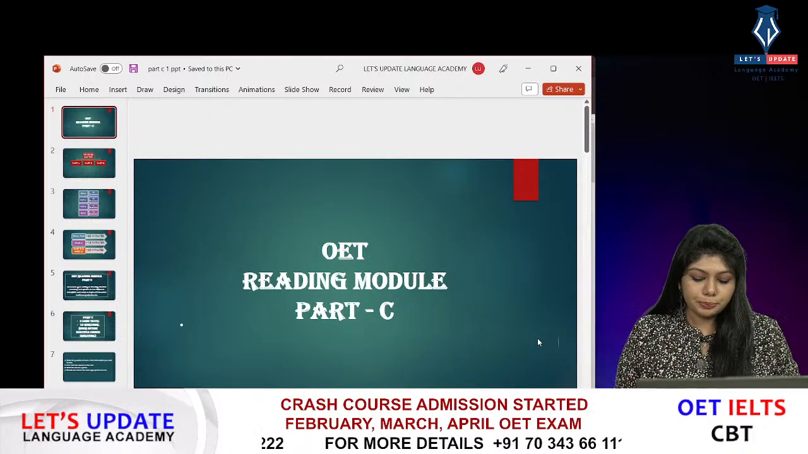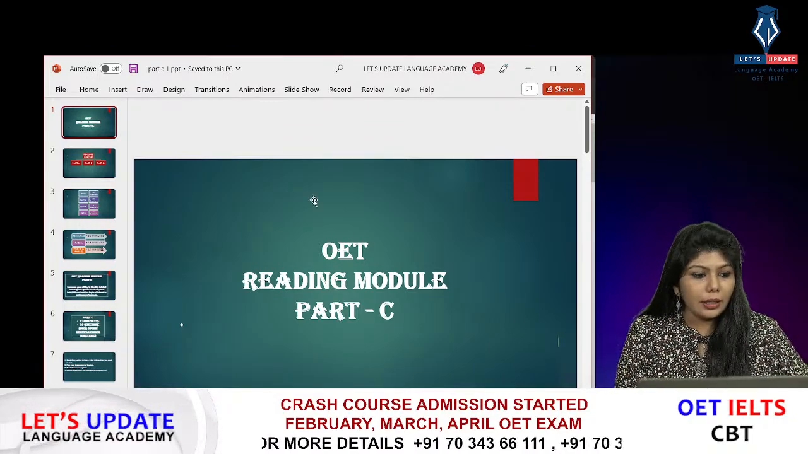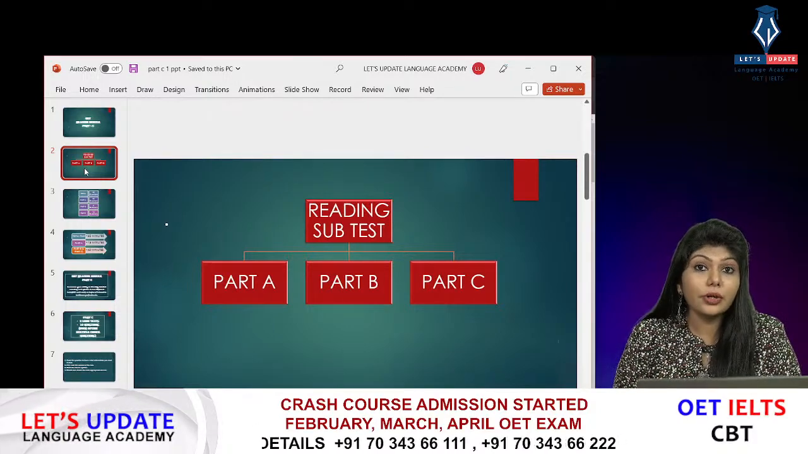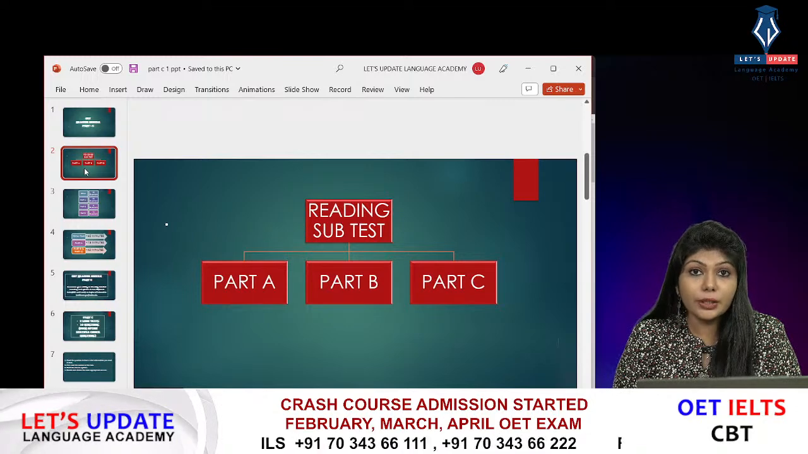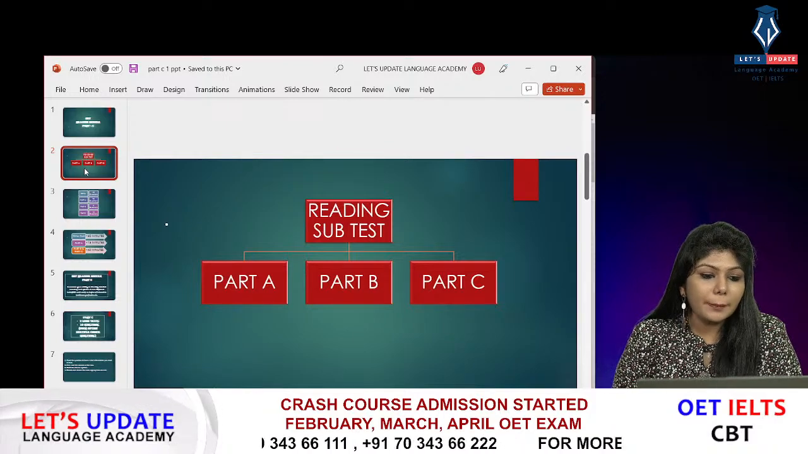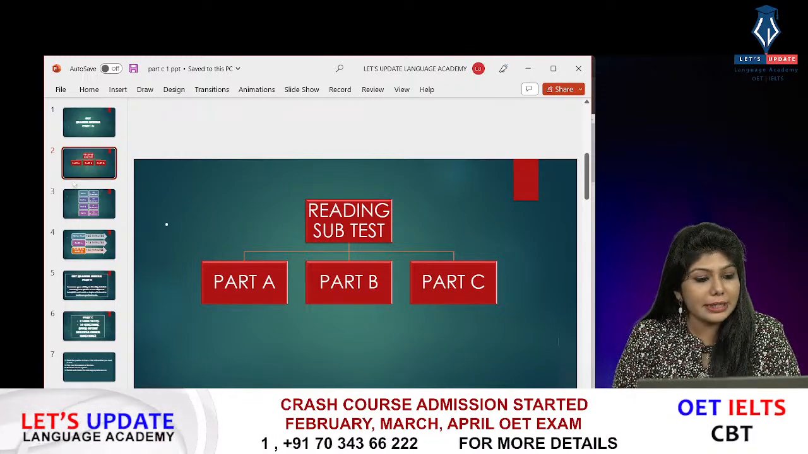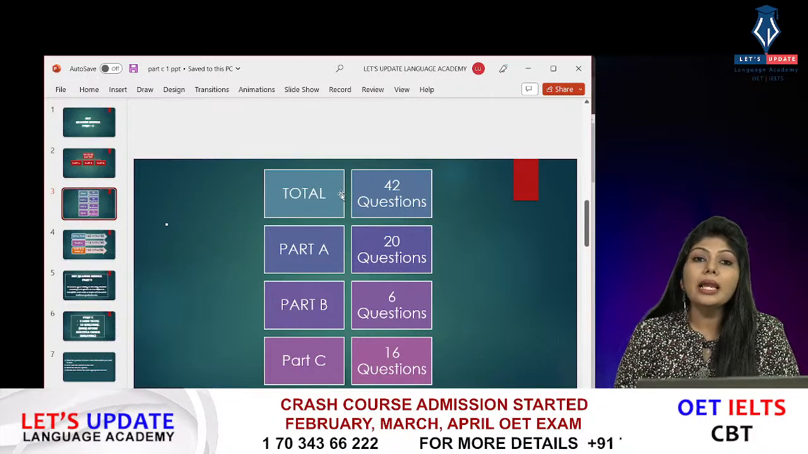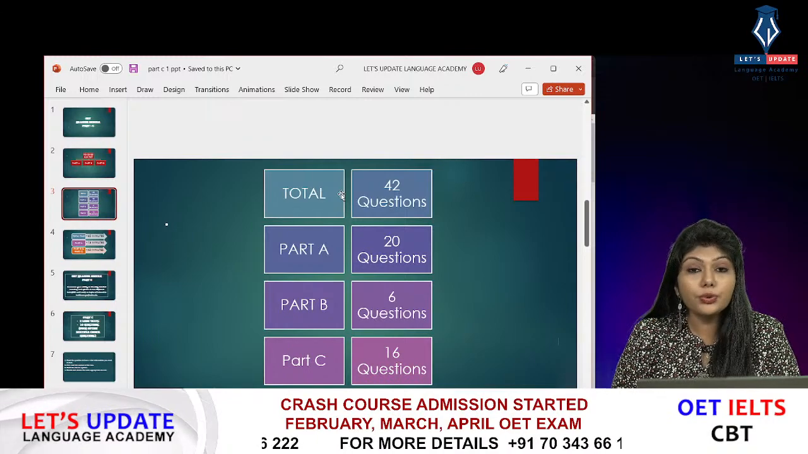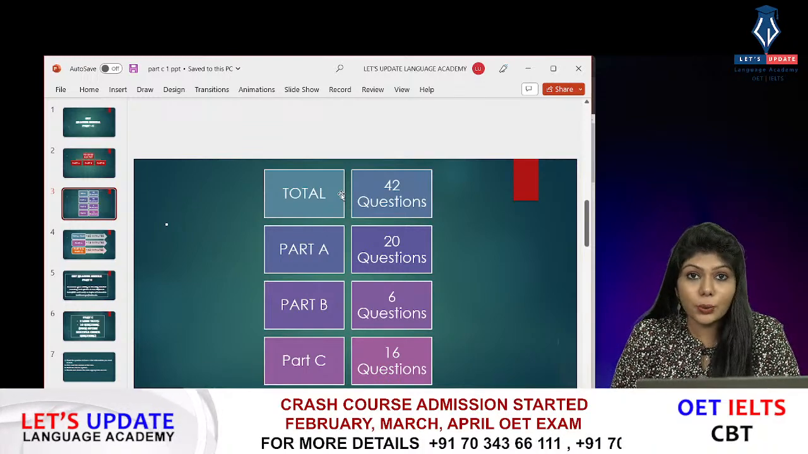Now, as you can see on the screen, this is the OET reading subtest. Let me just give you an intro first, because for those who are attempting for the very first time, you might need the necessary instructions. The reading subtest is basically divided into three parts: part A, part B, and part C. You will have a total of 42 questions. Part A will consist of 20 questions, part B consists of 6 questions, and part C will consist of 16 questions altogether.